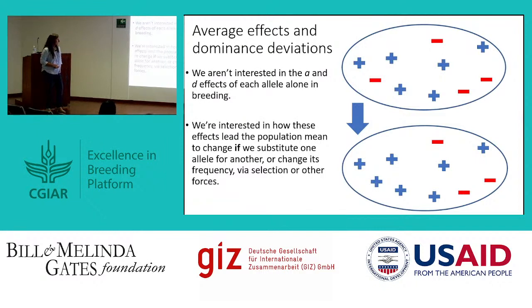Like I was saying, we can't really estimate the A and D effects of each allele alone. So we need to have a measure of how our population mean is going to change if we substitute an allele for another. And substituting is kind of weird. It makes me think of pushing an allele into something. But if you think of it instead as changing the frequency of the allele, that's something you do every day by selection. So we need a value that will say, if we make selection and change the frequency of the allele, how does the population mean change? So in this case, we have some alleles floating around in a population, and we're going to say, what if we took this minus allele, and via selection, we substituted in the plus allele? That's all it is.